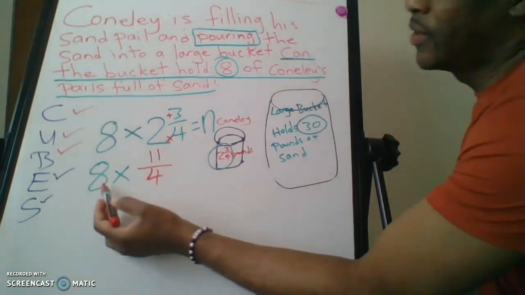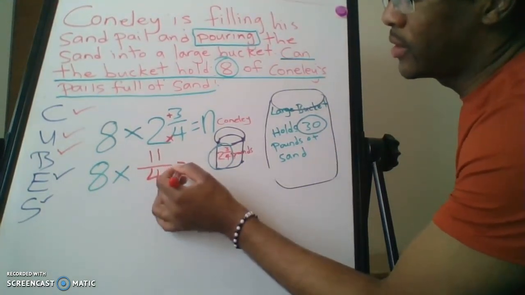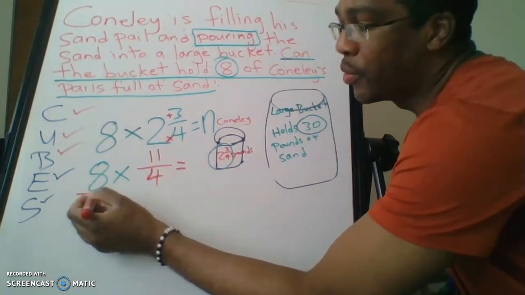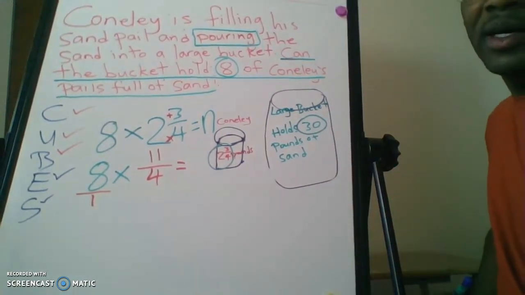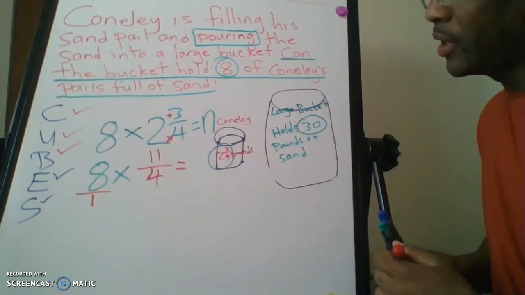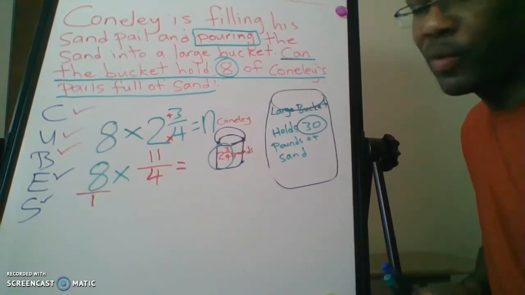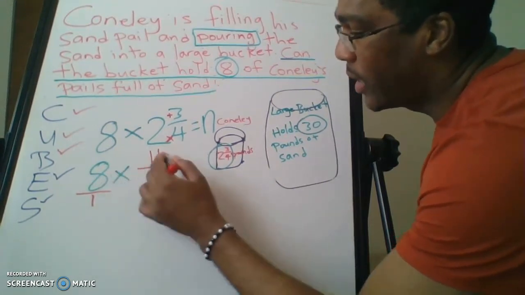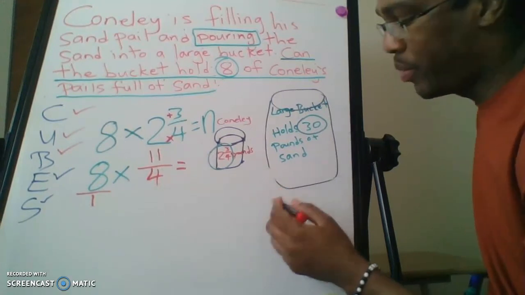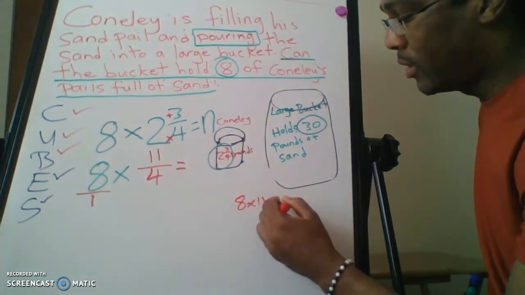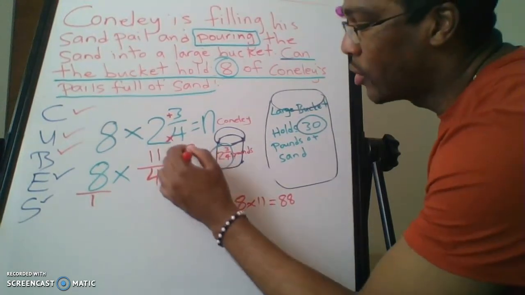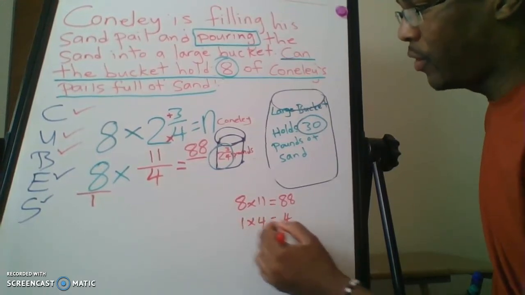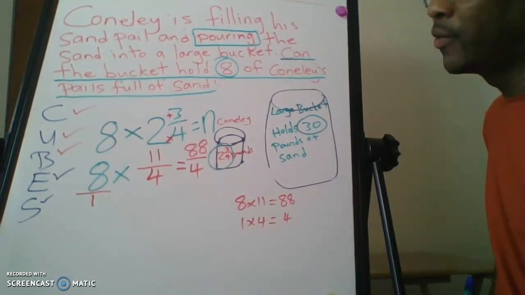So now I have an equation, 8 times 11 over 4. And to solve this, I am going to put the 8 over 1. Now, the second step is to multiply the two numerators. So I'm going to multiply 8 times 11, and you can do this on your paper on the side. 8 times 11 is equal to 88. So my numerator is going to be 88 over 1 times 4, which is equal to 4. My denominator is going to be 4.